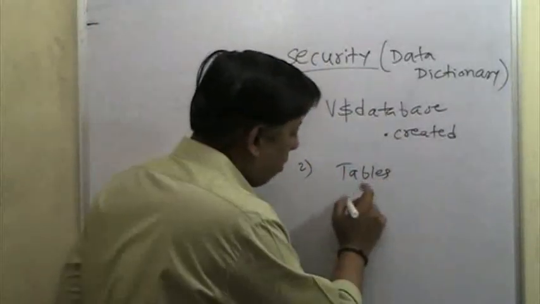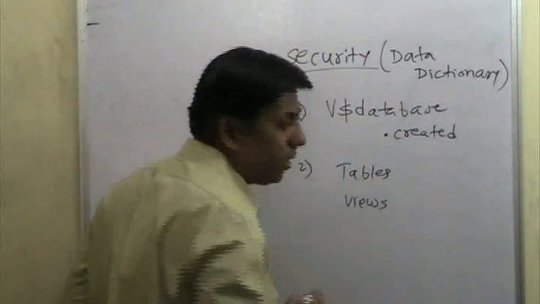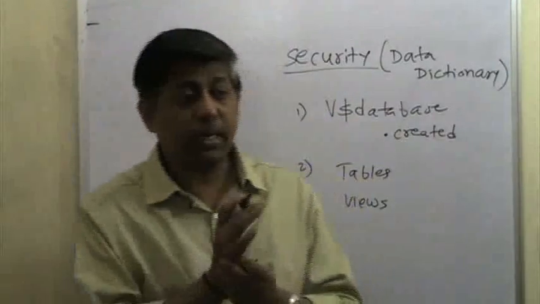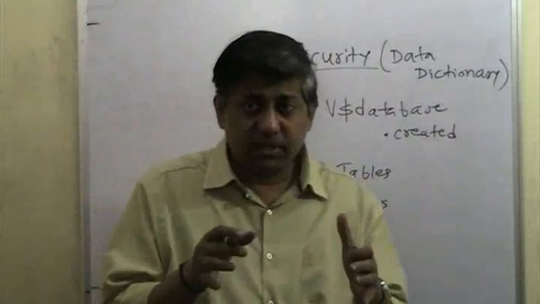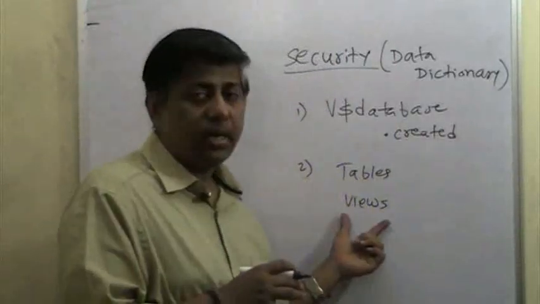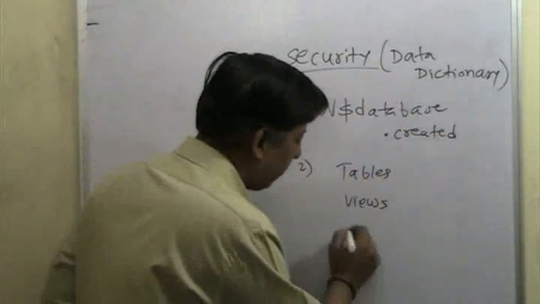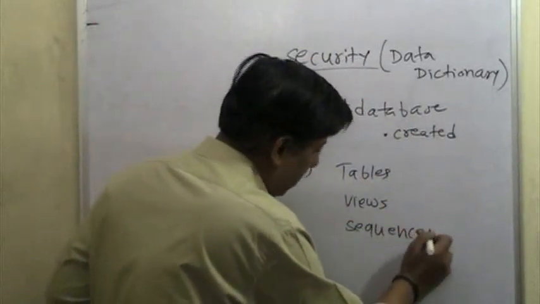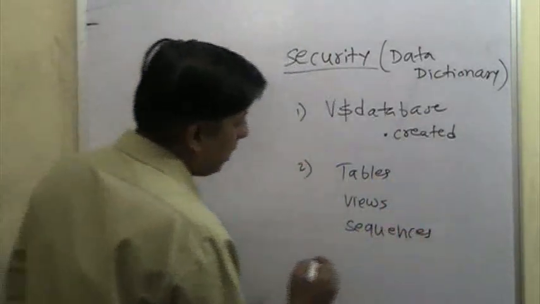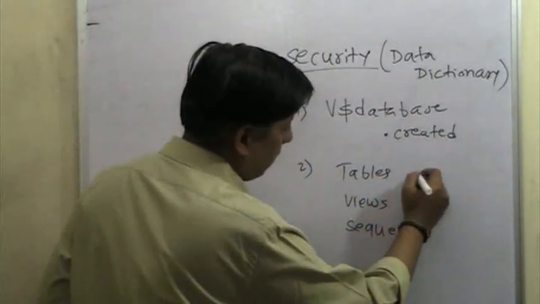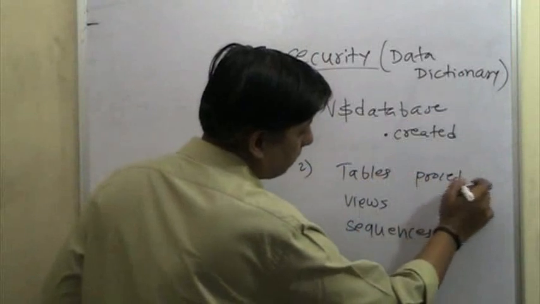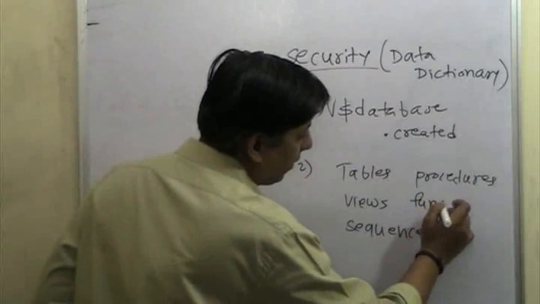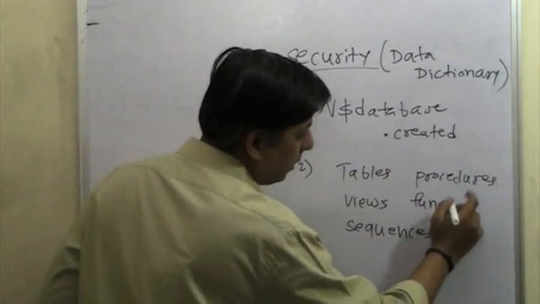Then I would like to know all the views that were created in my schema. I'm talking only about the schema, not the database. So I'm logged into one specific schema, and then how many views are created so far, how many tables, how many sequences, how many procedures, how many functions are created so far. These are all PLSQL objects.